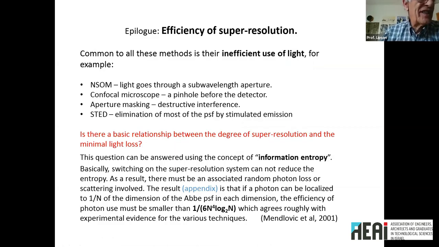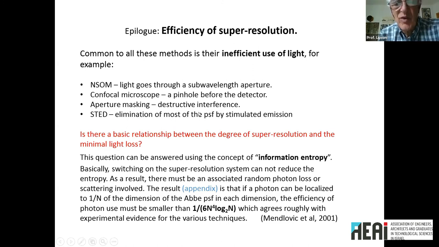So I've really reached the end of what I wanted to show you with the experimental stuff. I just wanted to say a few words, and this is only one slide, I think, about the efficiency thing. As I mentioned every time, there's very inefficient use of light in these systems. In the near field system, the light goes through a sub-wavelength aperture, which cuts out almost all of the light. In the confocal microscope, the light which is used has to go through a pinhole before the detector. In aperture masking, there is a lot of destructive interference instead, and so on.